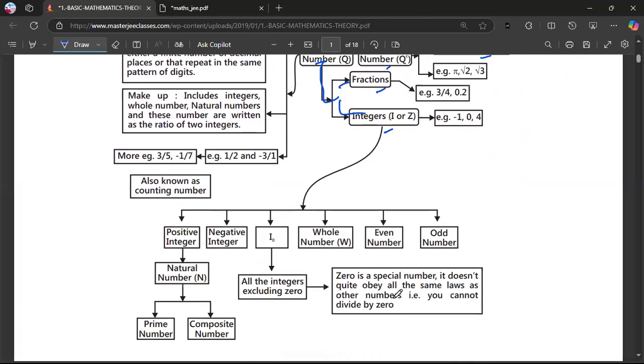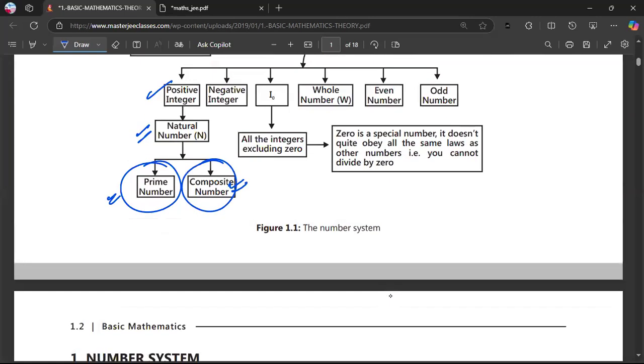The integers are further divided into positive integers, and positive integers are simply natural numbers, and natural numbers have prime and composite numbers. The numbers which are prime will not be composite. The numbers which are composite will not be prime, except one. And all the integers excluding 0 are I naught. Negative integers are also not natural numbers, of course. Negative integers are basically minus infinity to minus 1, minus 2, all these numbers.